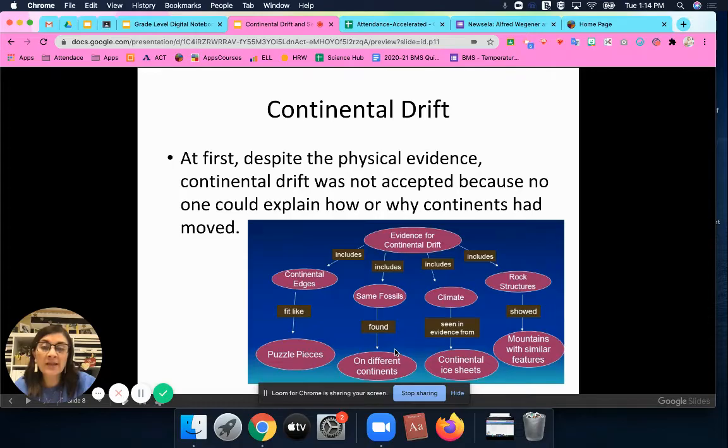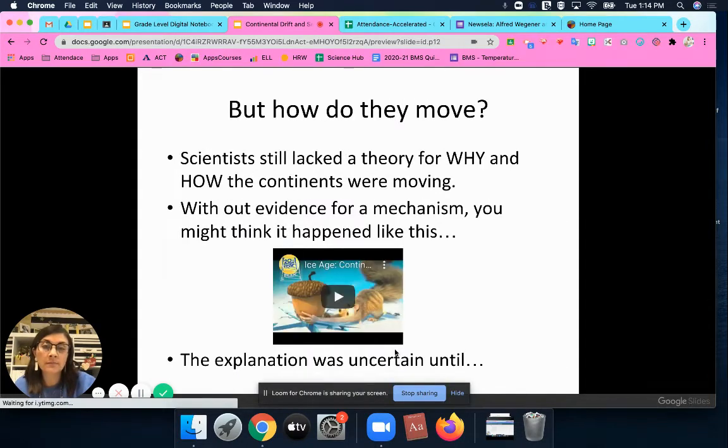At first, despite the physical evidence, continental drift was not accepted because no one could explain how or why the continents have moved. How did they move? Scientists still lacked a theory for why and how the continents were moving. Without evidence for a mechanism, you might think it happened like this.